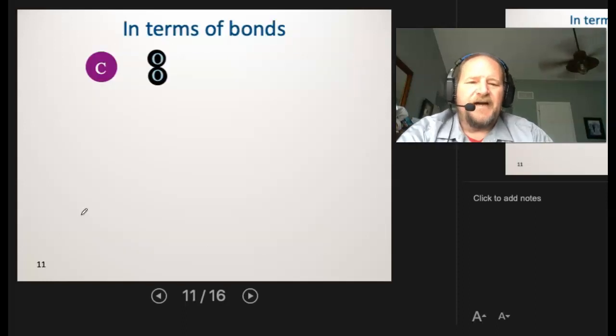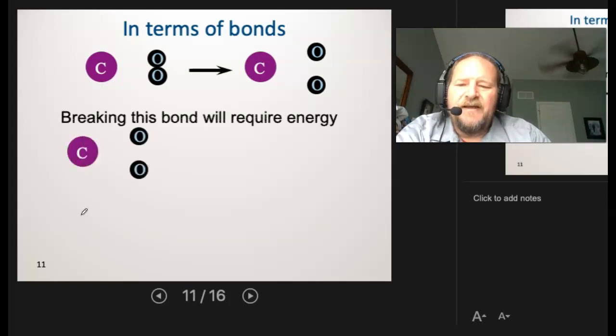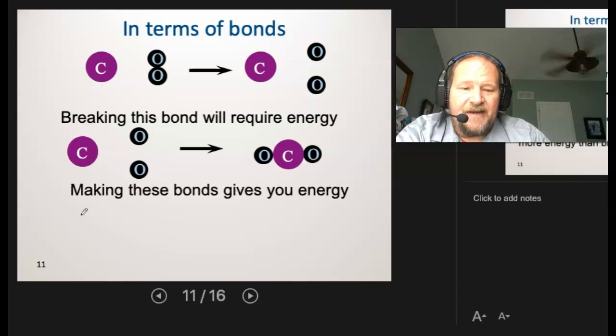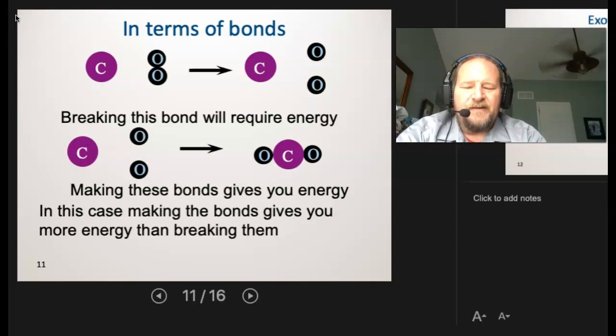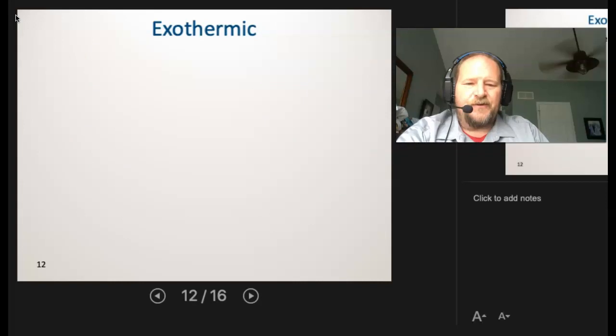Now, in terms of bonds, what does that mean? Well, that means I'm breaking apart the oxygen. That's going to require energy. Then I'm going to take those oxygens and connect them to the carbon. That's going to give us energy back. In this case, the energy that we're getting back from the making of those bonds is more than the energy that it costs to break the O2 bond. And so that's going to be an exothermic reaction.